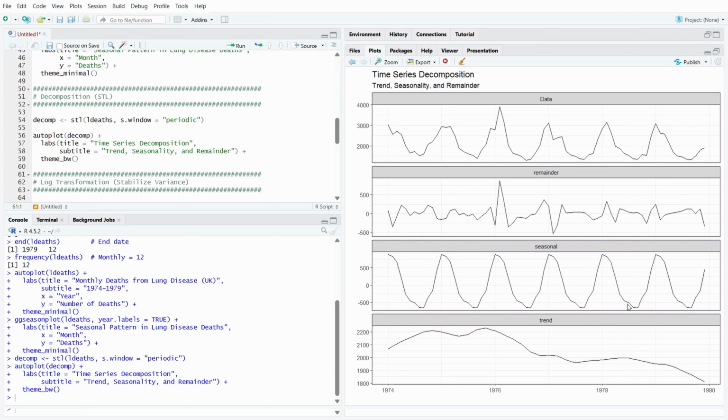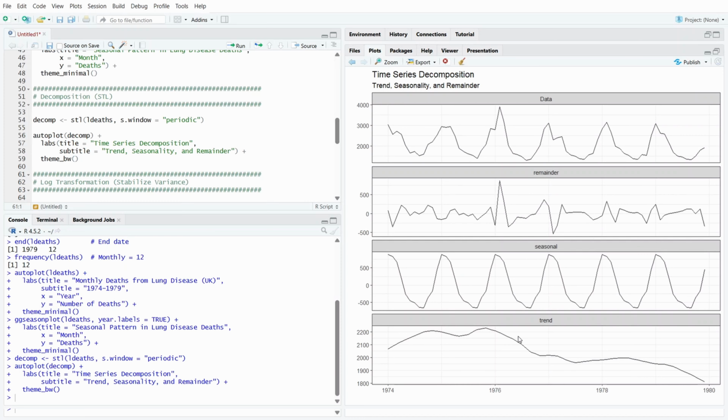Now look at the trend. This is a revelation for public health. By stripping away those distracting seasonal spikes, we can finally see the big picture. Notice how deaths were actually climbing until 1976, but then began a steady multi-year decline. This tells us that beyond the winter flu seasons or cold snaps, something was fundamentally improving in public health or air quality in the late 70s.